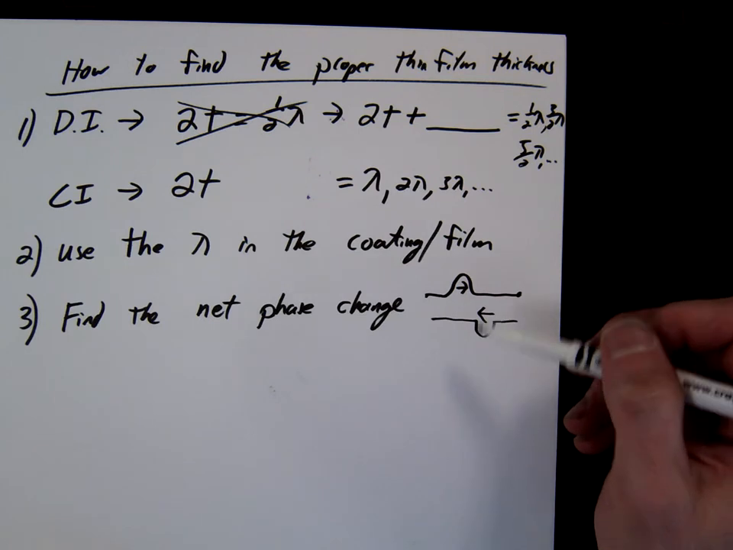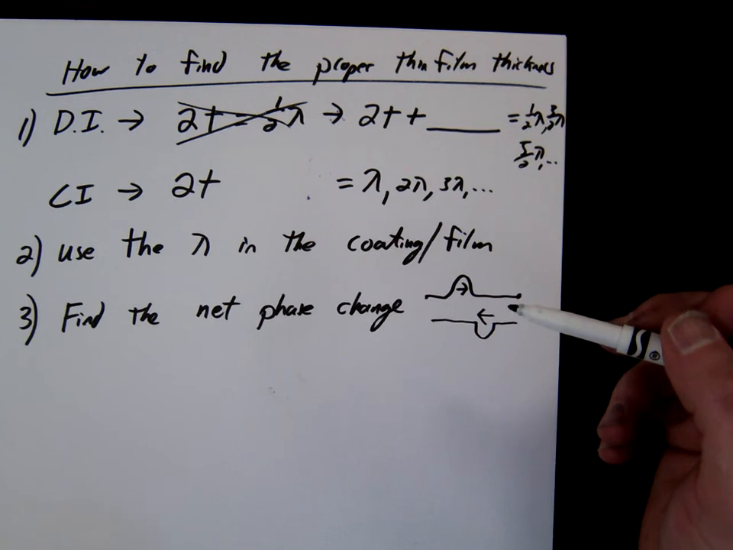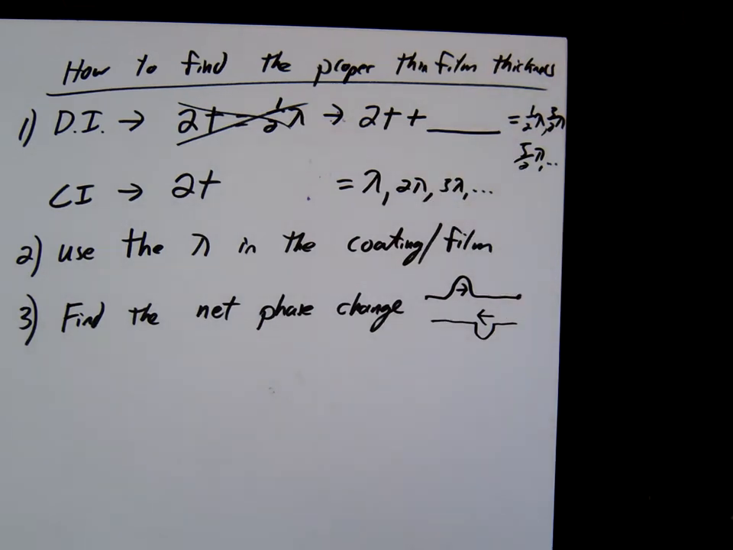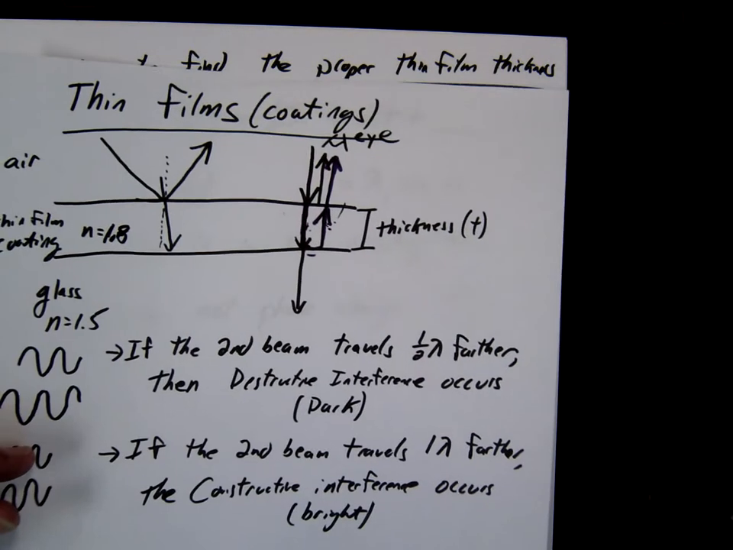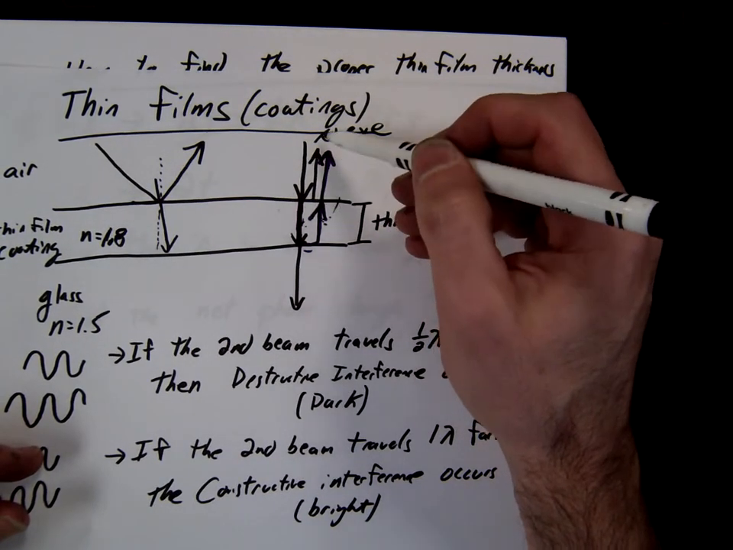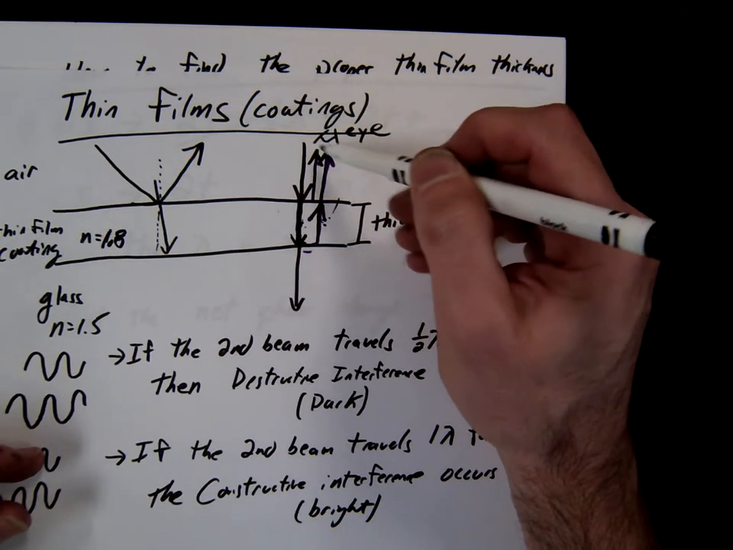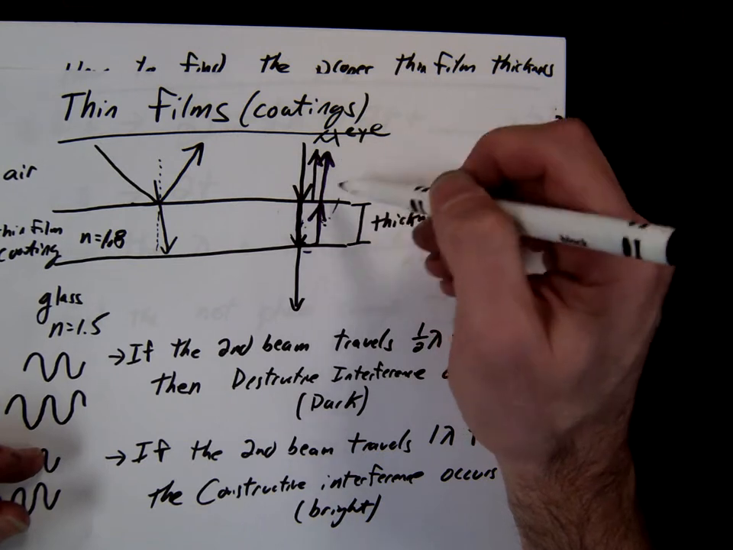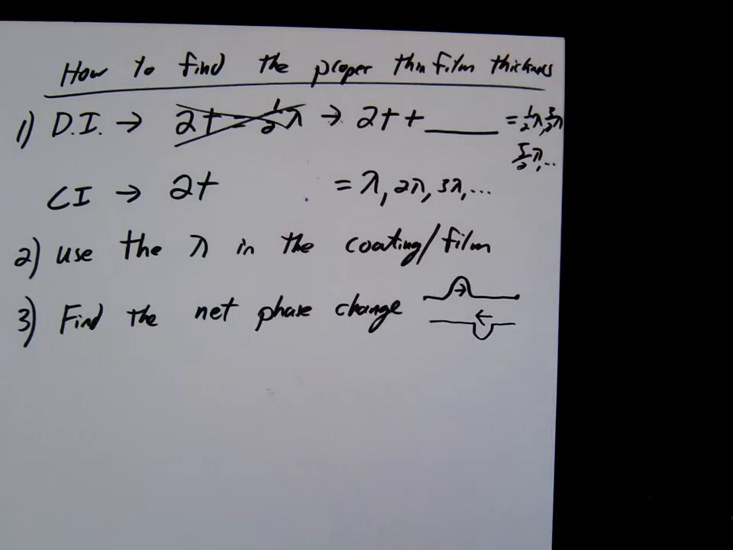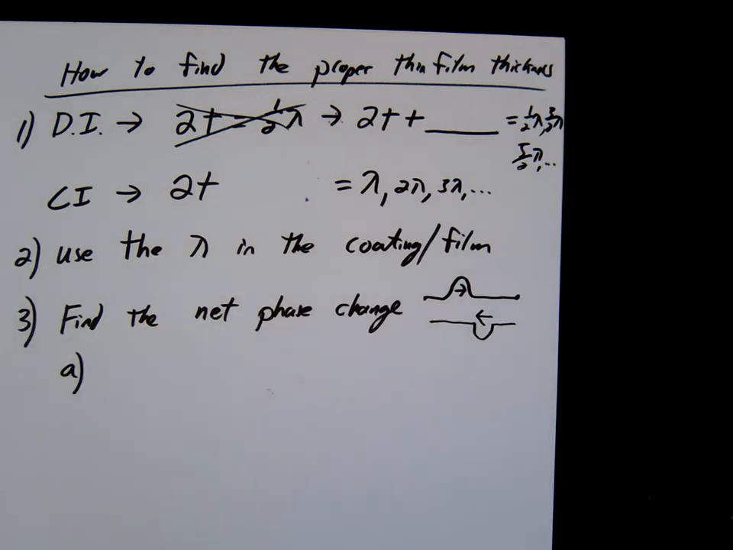So what you're going to do is try to identify the net phase change on the reflections. Because if you go back here, how many reflections do we have? We have this first one here, and we have the second one here. So we're going to look at whether there's a phase change on either of these, and then find the net phase change. So here's how you figure out whether there's a phase change. We'll just follow the rules here.